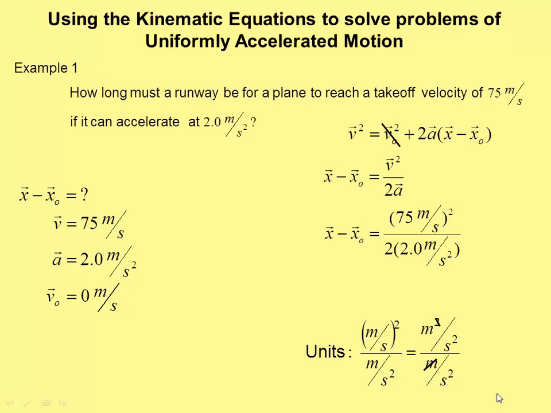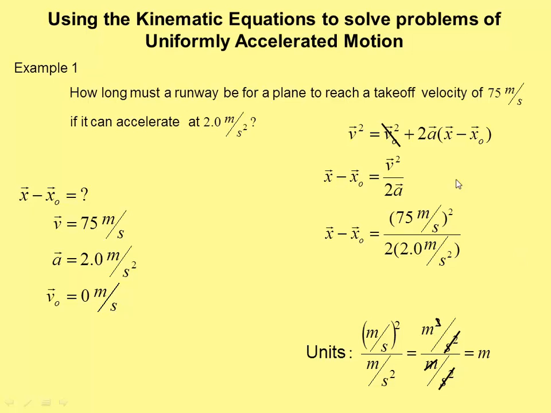The meter on the bottom cancels out one of the meters on top. The per second squared on the bottom cancels out the per second squared on top. And notice what we're left with. We're left with meters. Well, if you look at the problem, we're trying to find a displacement, a change in position, and so we would measure it in meters. So this shows here that at least dimensionally we have the right algebra done here.